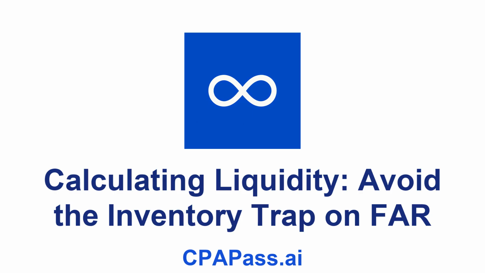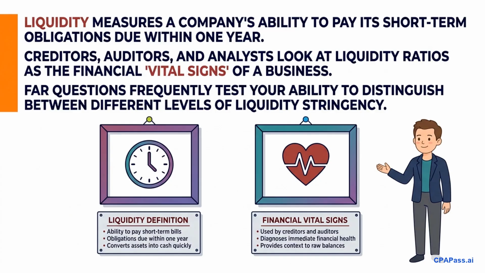Avoid the inventory trap on FAR. Liquidity is the financial vital signs of a business, measuring its ability to pay short-term obligations due within 1 year. Creditors, auditors, and analysts scrutinize these metrics to determine if a company is healthy or drowning in debt.